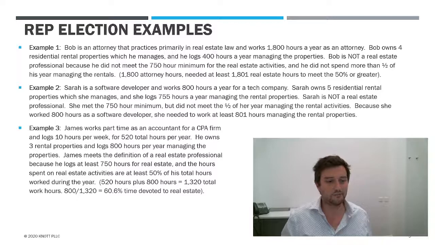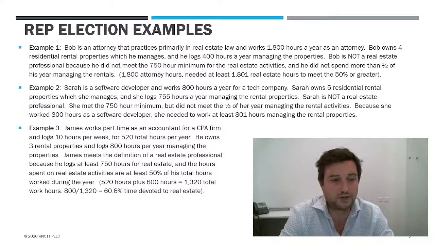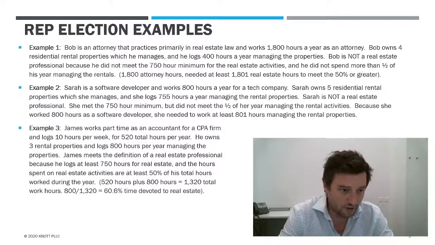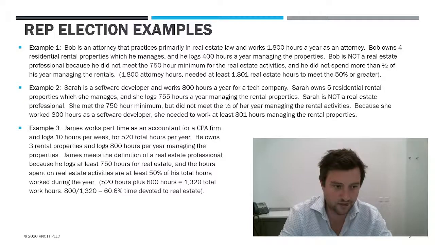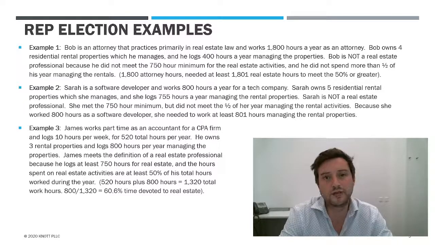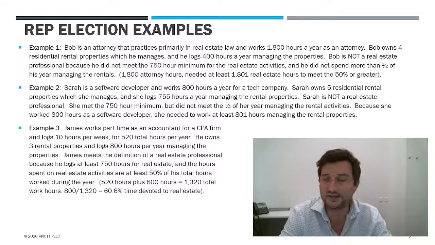Okay, so James works part-time as an accountant for a CPA firm, logs 10 hours a week for 520 hours per year, right? Definitely part-time, 520 hours a year, not bad. He owns 3 rental properties, and he does 800 hours a year managing the rental properties. James meets the real estate professional exception, right? So let's look at the math. He hit the 750-hour mark, right? He did 800 hours managing the properties. He needed 750, done. He meets that test.